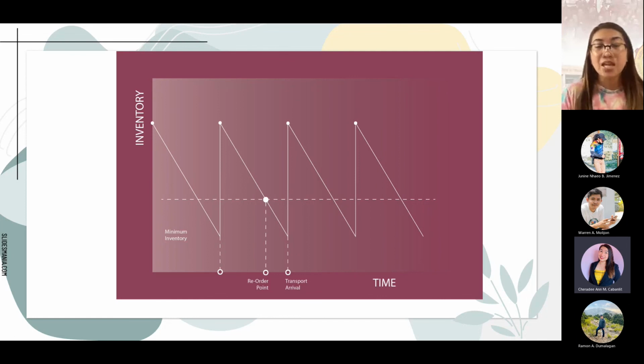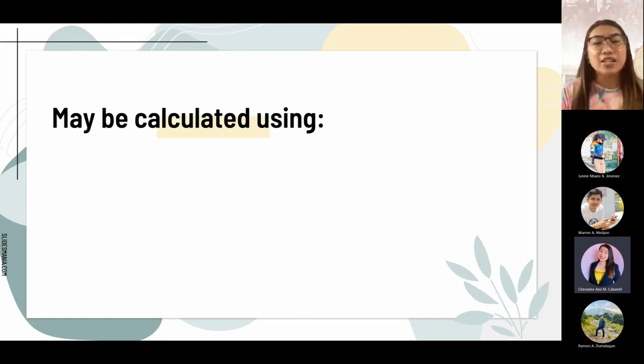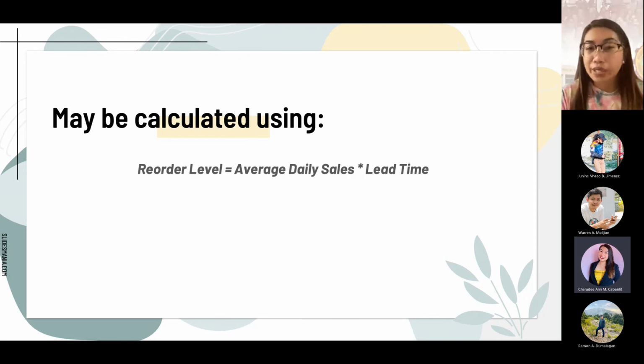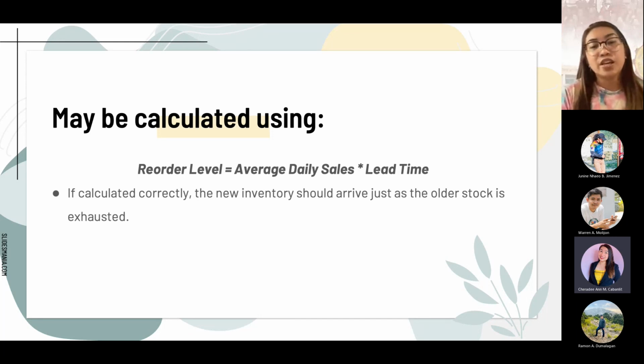Okay, so ideal just-in-time inventory is like this. It is shown in this way, wherein if it already meets your certain level, your minimum inventory, you have to reorder once again so that before it completely ends, your order has already arrived. So that's just in time. It's actually solved by EOQ, right? The economic order quantity. It may be calculated using reorder level equals your average daily sales times lead time. So that's your ROP. If calculated correctly, the new inventory should arrive just as the older stock is exhausted.